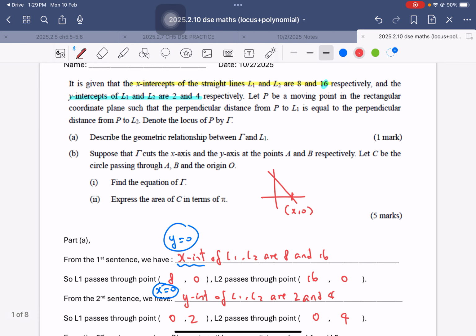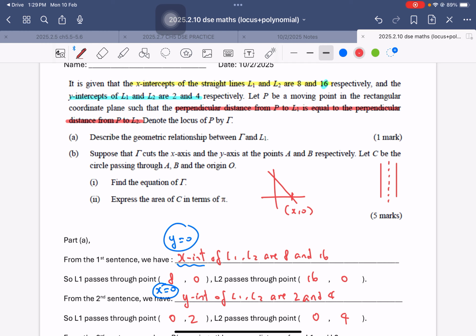So for the third sentence, we have: let P be the moving point in the rectangular coordinate plane such that the perpendicular distance from P to L1 is equal to the perpendicular distance from P to L2. So for example, if I have two straight lines, then where can the P be? In the middle, isn't it? So P must be here, but here as well. So that can be your locus. Is this okay?